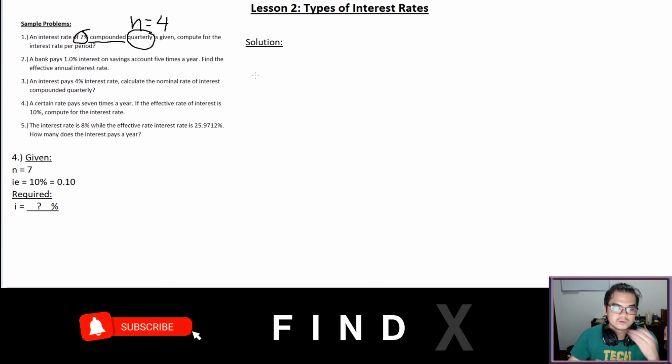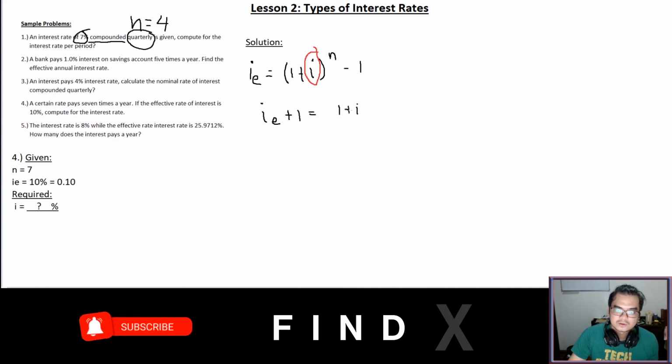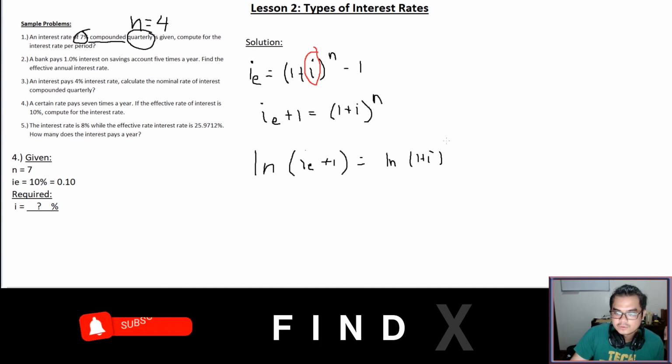For the solution, remember that the formula for effective rate of interest, IE, must be equal to (1 plus I) raised to n minus 1. But we are looking for I. Therefore, all you have to do is isolate I. So the minus 1 will be transposed. Therefore, you'll have IE plus 1 equal to (1 plus I) raised to n. In order for us to bring n down, take the logarithm of both sides, or the ln of both sides. So taking the ln of IE plus 1, equal to ln of (1 plus I) raised to n.